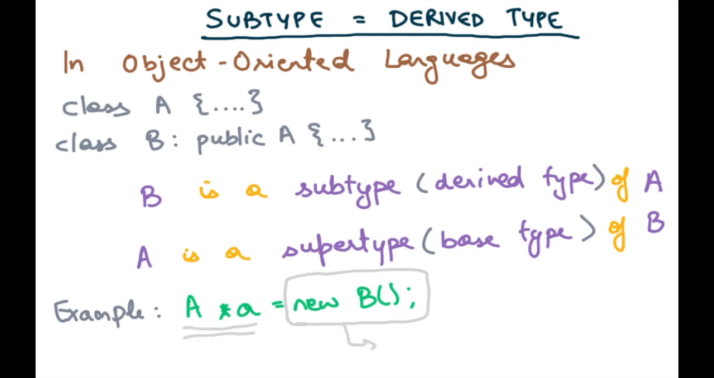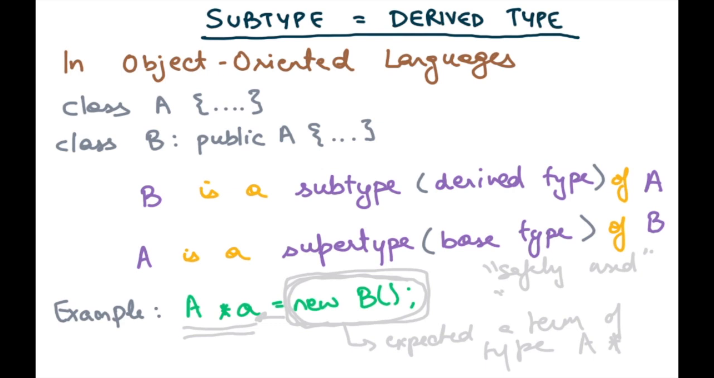So what is expected here was a term of type A, or more precisely a term of type A star, because it's being assigned to a variable of type A star. But because B is a subtype of A, it's safe to use a term of type B in a context where a term of type A was expected. Now notice that once again, what I mean by safely used and what I mean by context is very programming language dependent. For example, in C++, I can do this for pointers, but perhaps I cannot do this for, for example, in C++ just do A equals B.